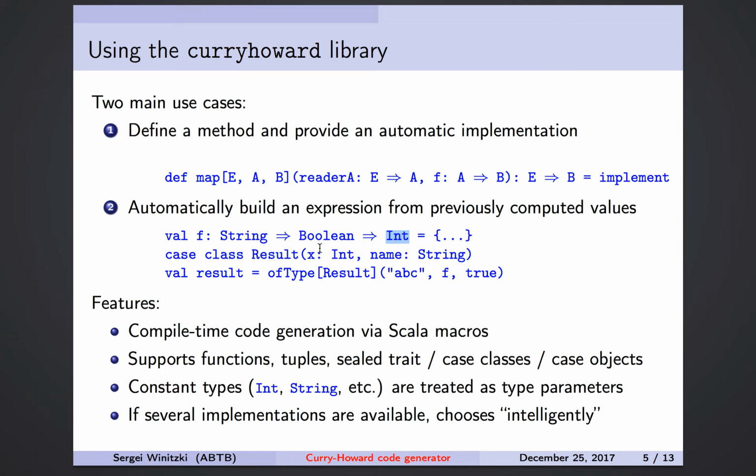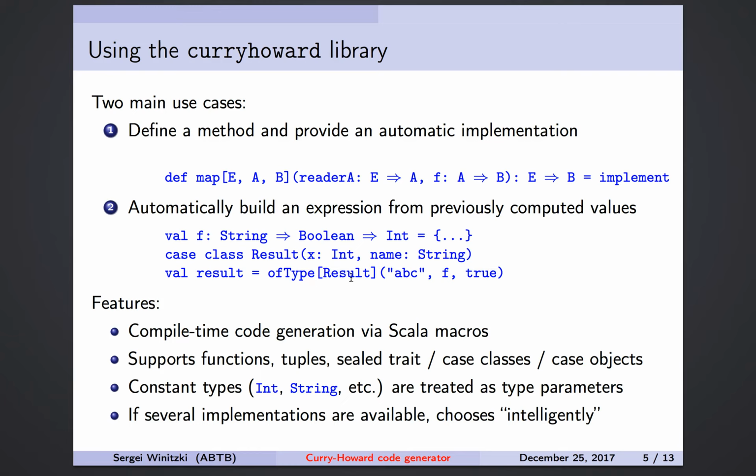treats constant types as if they're also type parameters. It will never generate some non-trivial functions for integers or strings. It will only take the values and put them somewhere without change. So these are the two main use cases: to define new methods and to construct expressions from previously computed parts.